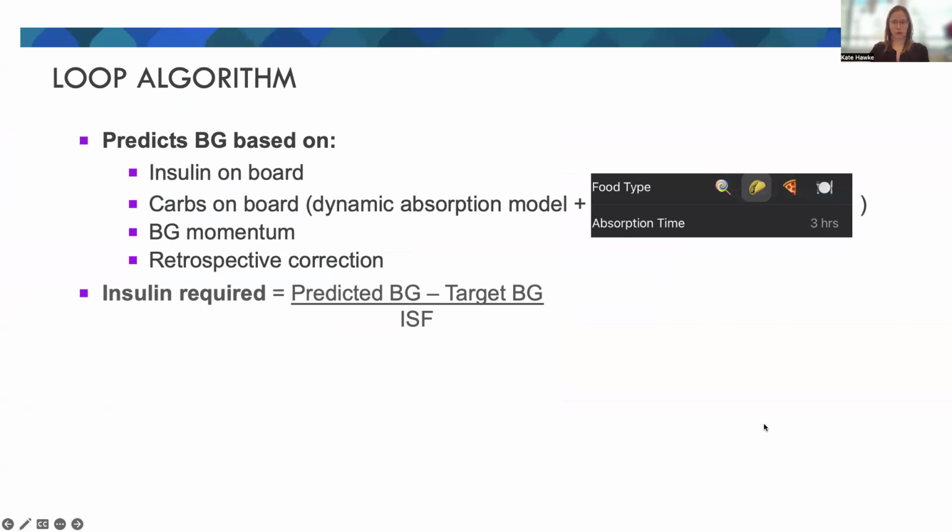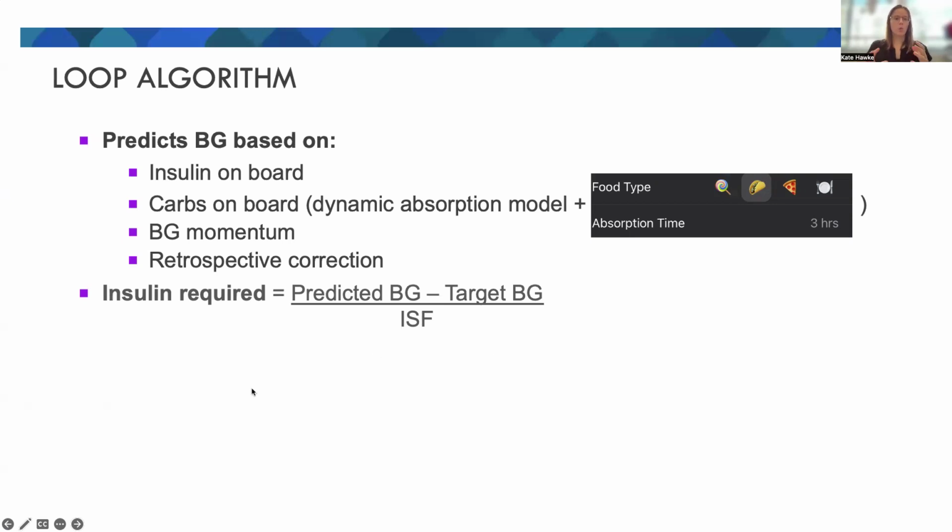So coming to the Loop algorithm, Loop predicts the blood glucose in the future based on the insulin on board, the carbs on board, the blood glucose momentum, meaning current glucose and the recent rate of change, and on a retrospective correction, which is the concept of what is the difference between the predicted and actual blood glucose in the past 30 minutes. So this is a kind of minor modulation on the Loop algorithm.